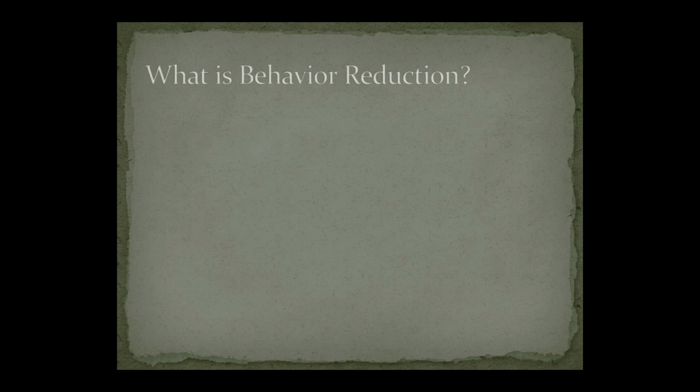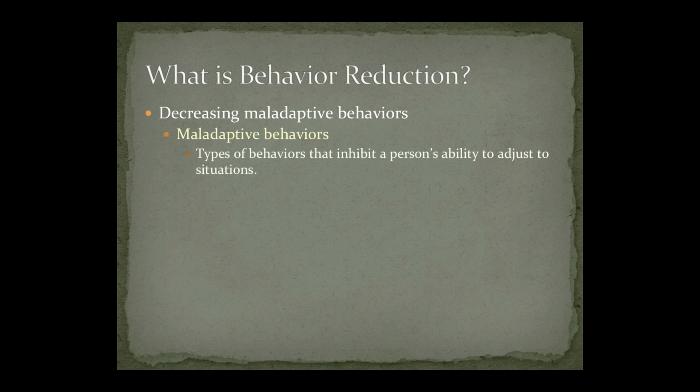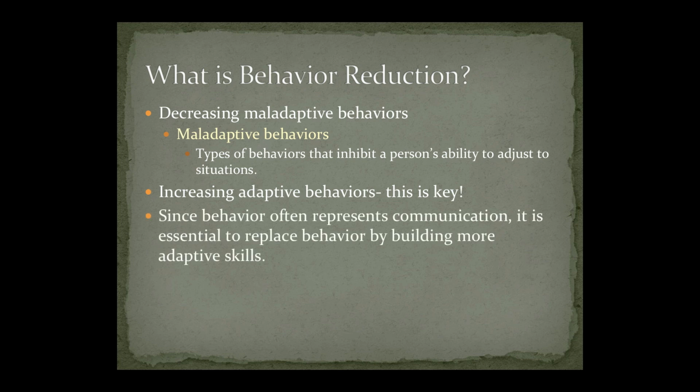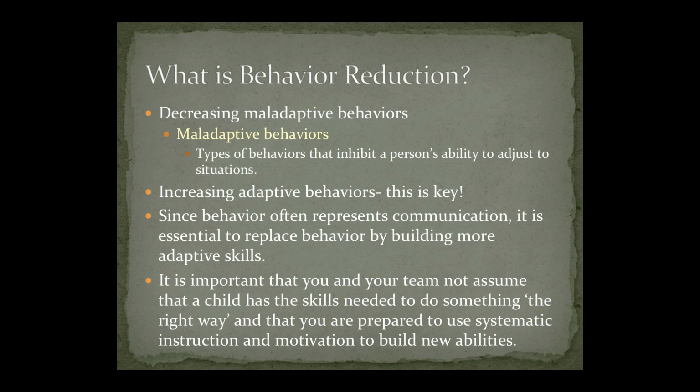What is behavior reduction? Decreasing maladaptive behaviors. What is a maladaptive behavior? Maladaptive behaviors are types of behaviors that inhibit a person's ability to adjust to situations. Increasing adaptive behaviors is the key. Since behavior often represents communication, it is essential to replace behavior by building more adaptive skills. It is important that you and your team not assume that a child has the skills needed to do something the right way, and that you are prepared to use systematic instruction and motivation to build new abilities.